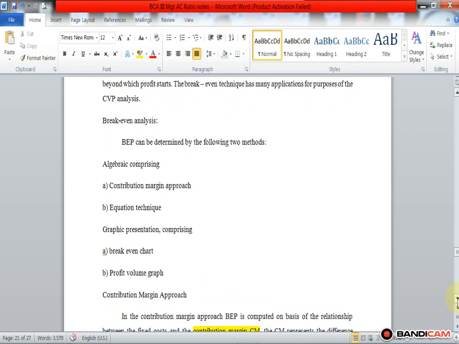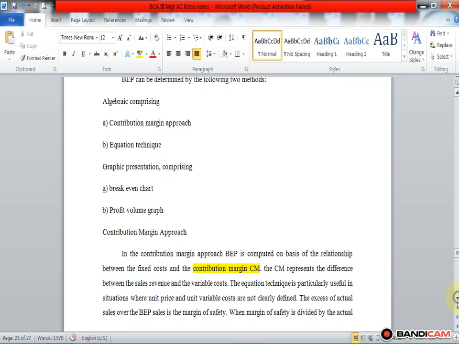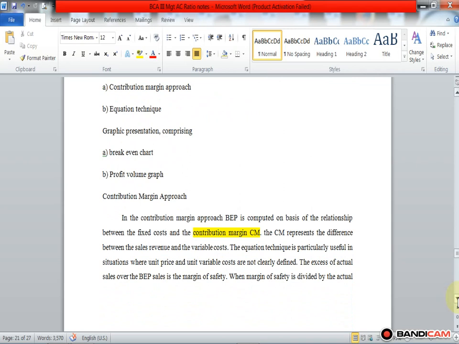Contribution margin approach. In the contribution margin approach, BEP is computed on the basis of the relationship between fixed cost and the contribution margin, CM. The CM represents the difference between the sales revenue and the variable cost.